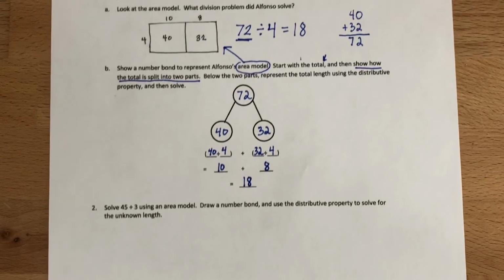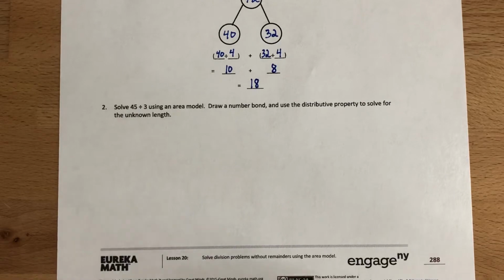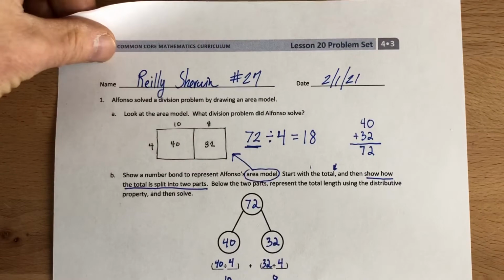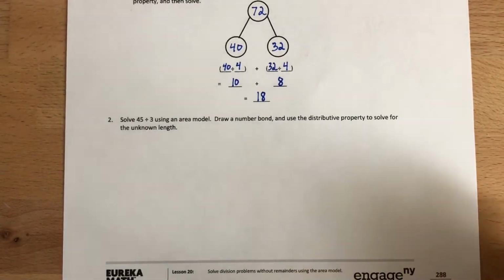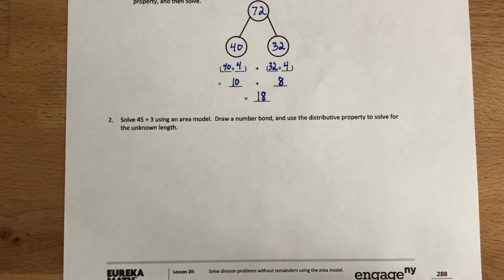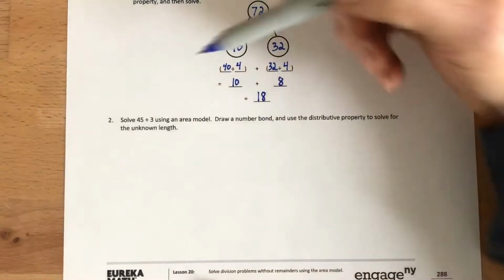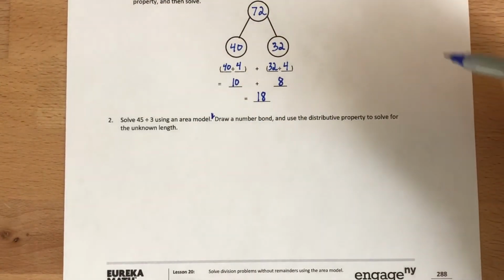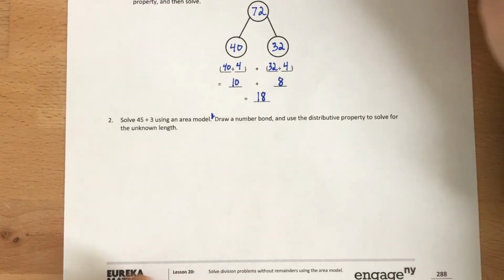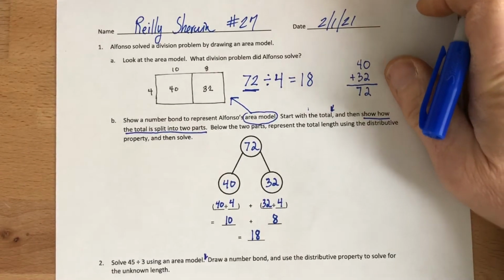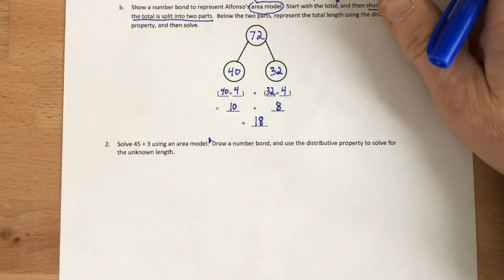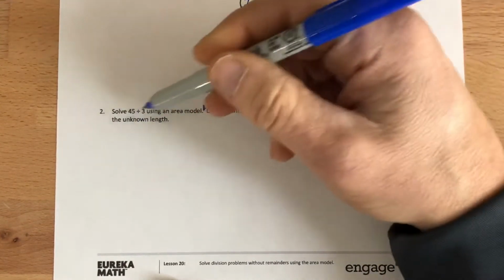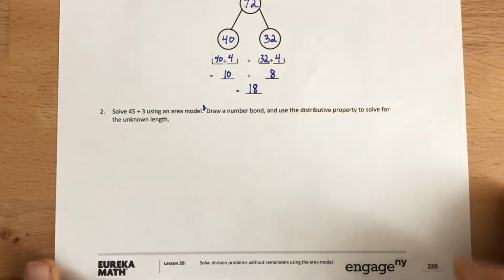So the next problem is the same problem, but now we have to draw things out, and we can do this. We're going to use this problem here to help us solve this problem here, just with different numbers. So let's give it a shot. Let's read it. Solve 45 divided by 3 using an area model. All right, so up here that is 72 divided by 4 equals 18. We need to do 45 divided by 3. Draw a number bond and use the distributive property to solve for the unknown length. So we need to do basically all of these steps.